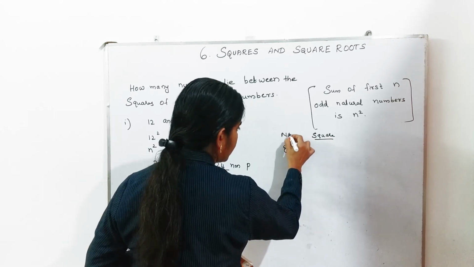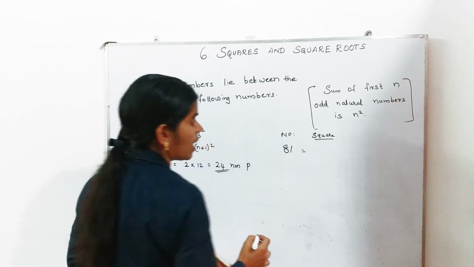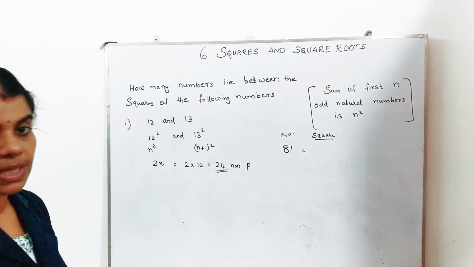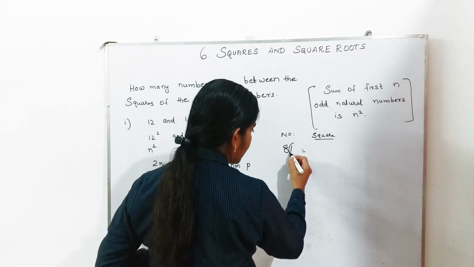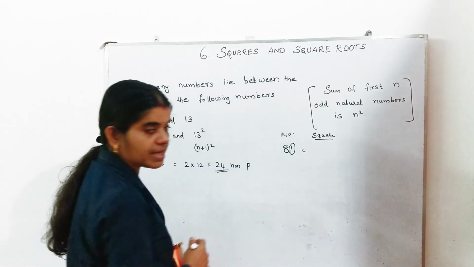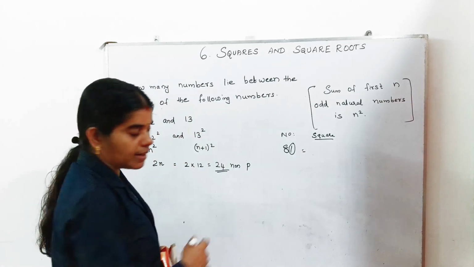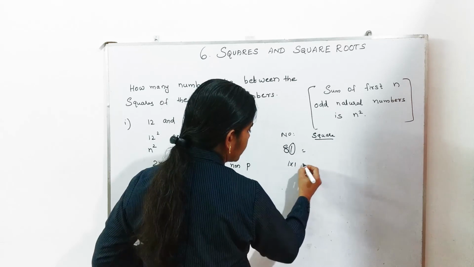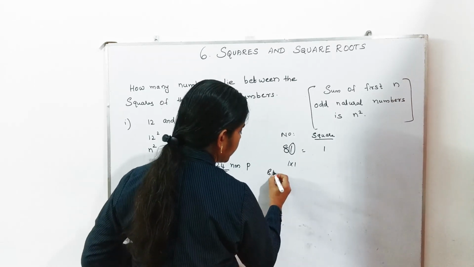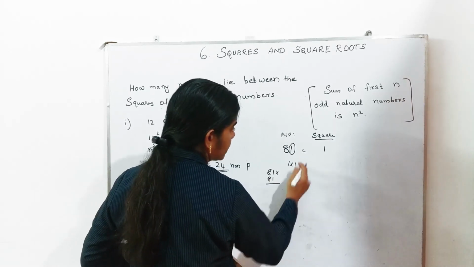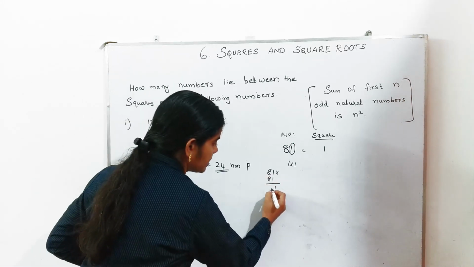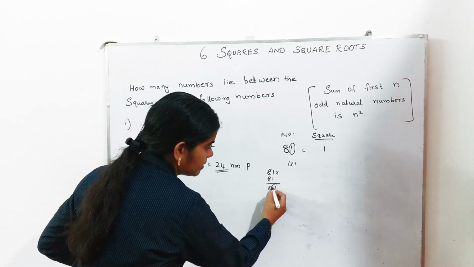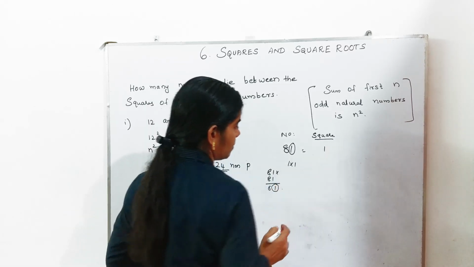What will be the unit digit of the square of 81? For this, you want to look at this number's unit digit. What is the number's unit digit? 1. Then you want to do 1 into 1, because you are doing 81 into 81, and only then you are getting the square of 81. Therefore 1 into 1 you are getting, and this will be its unit digit.